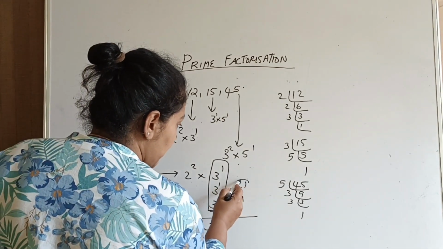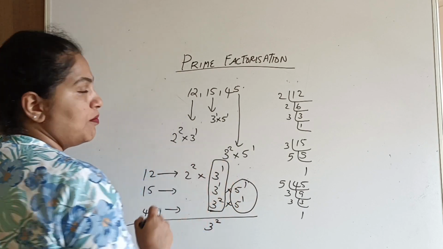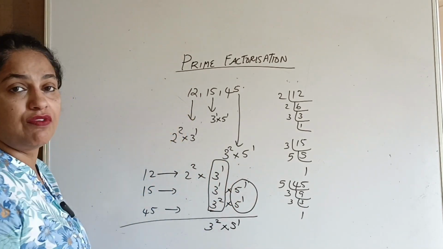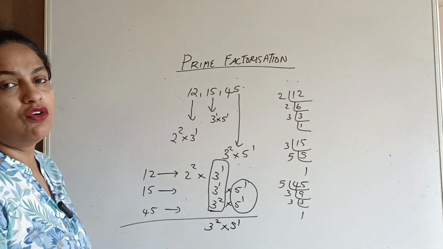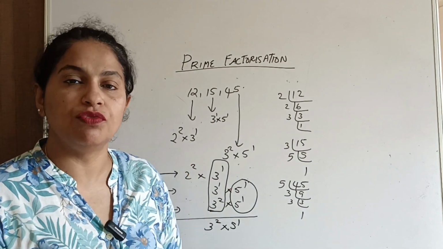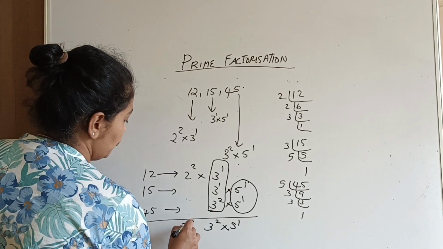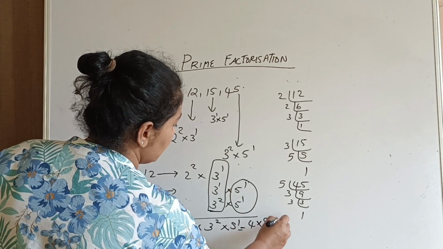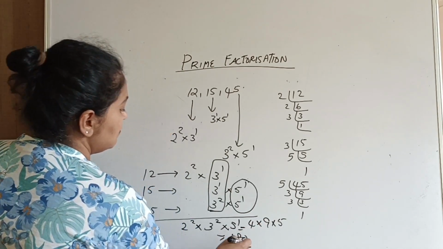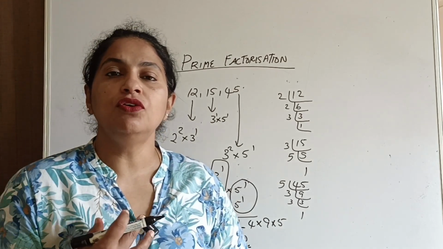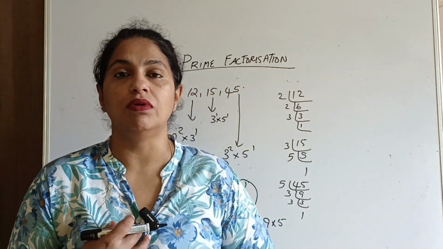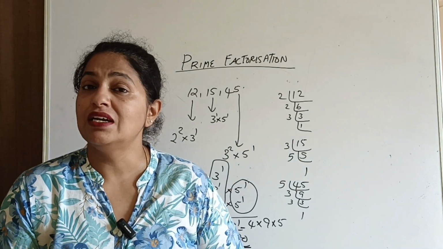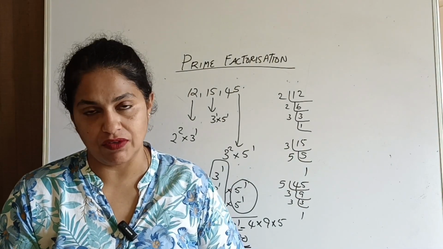Now 5 is not common to all the three numbers, but it is common to two numbers. Take it. Both are of the same power, so 5 raised to 1. 2 square is not common to any of the numbers, it is there only for 12. Take it. 2 square. So you will get it as 4 into 9 into 5. You will get 180. In the case of LCM, you do not have to bother about whether the factors are common or not. Take out every single prime factor. But if they are common, take out the factor with the highest power.